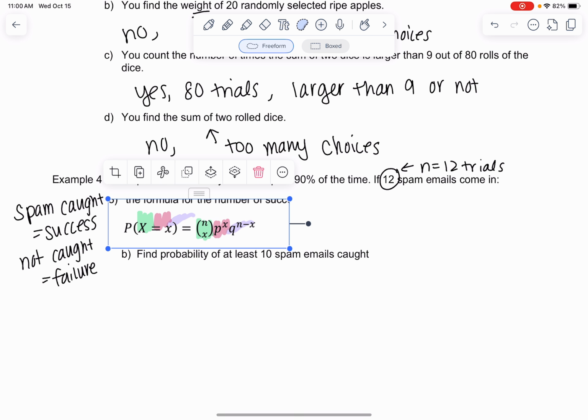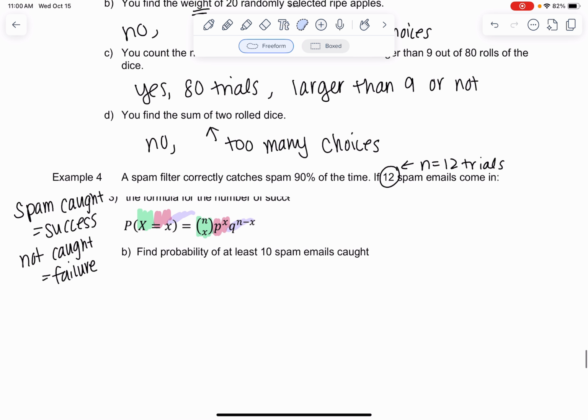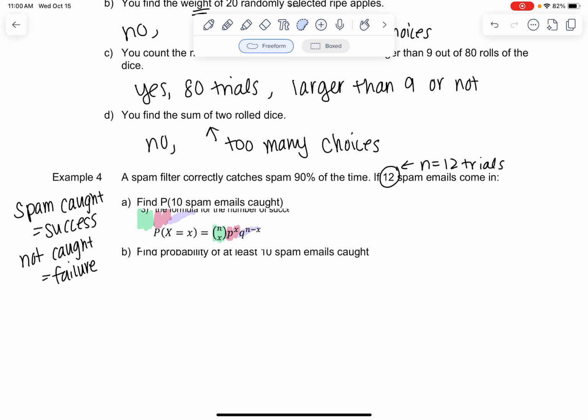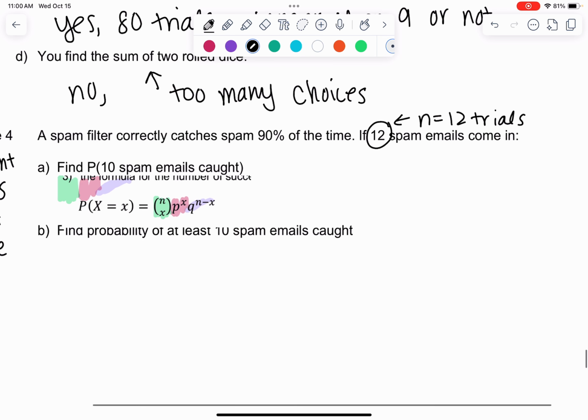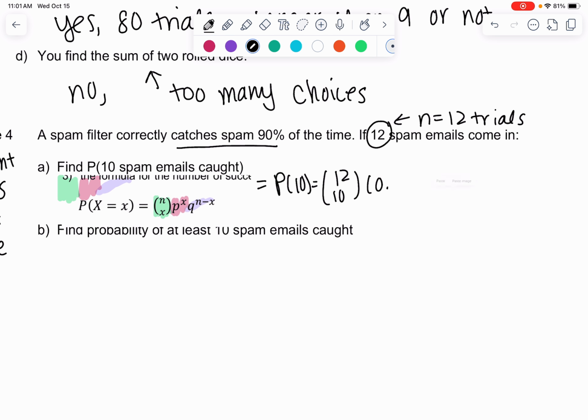So we're going to look at the probability that it catches 10. Let's shrink that a little. Okay. So we're going to do the probability of 10. And so there's 12, and we want to figure out how many ways we could catch 10 of them. So maybe it catches the first 10, misses the last 2, right? It could miss the first 2, catch the last 10. There's lots of different ways this could happen. The probability of it catching spam is 90%, and it's going to catch 10 of them.